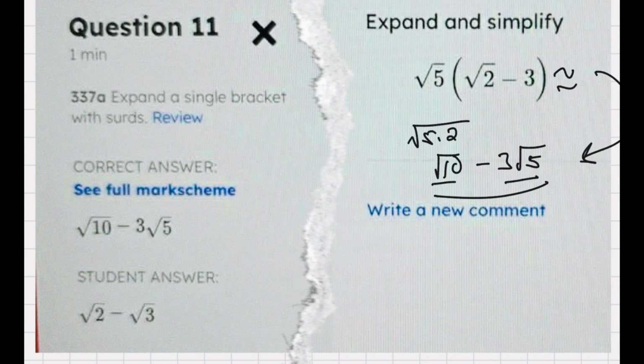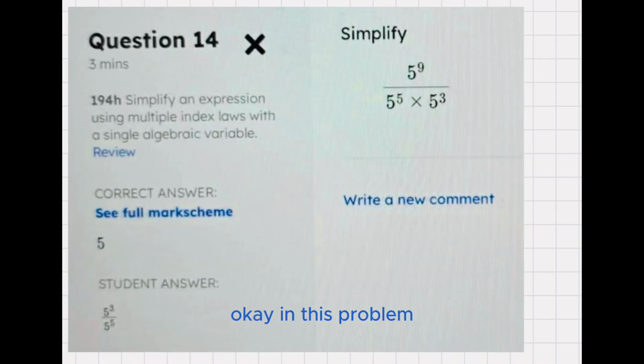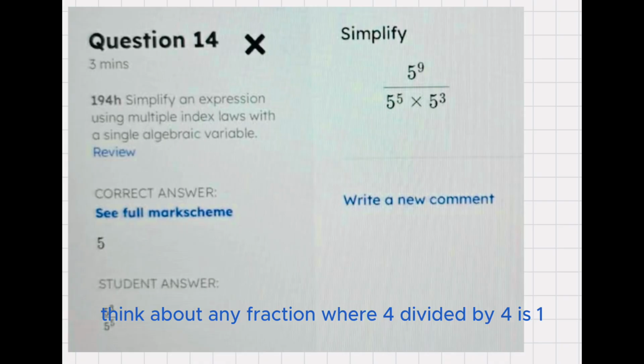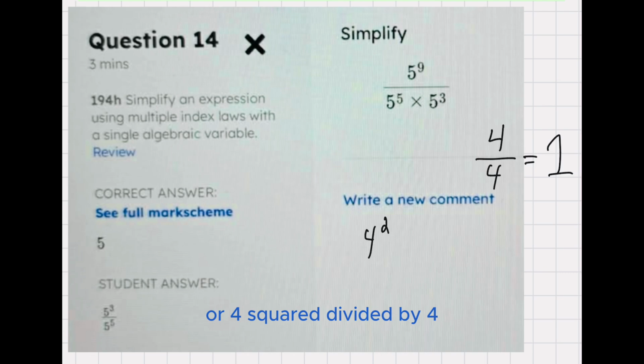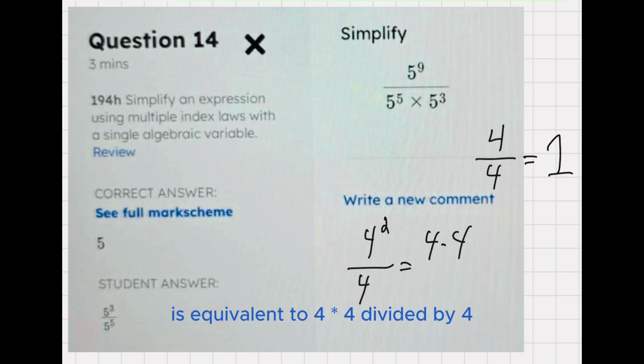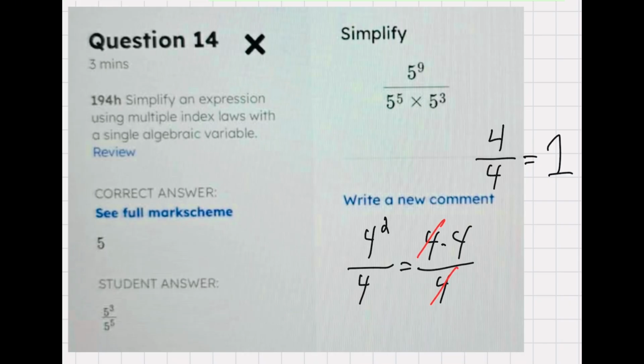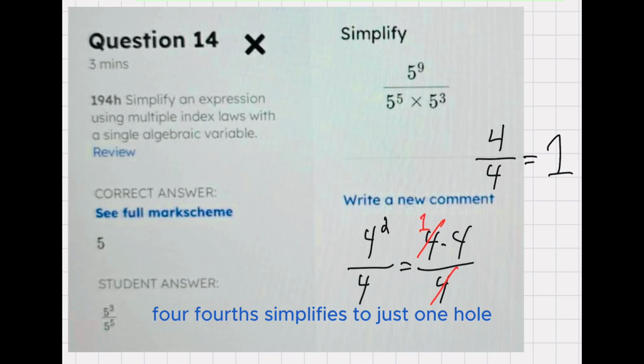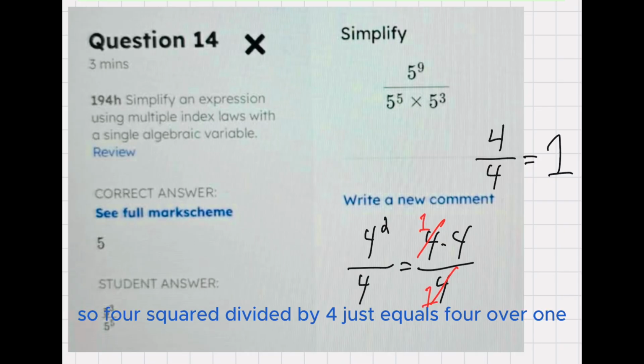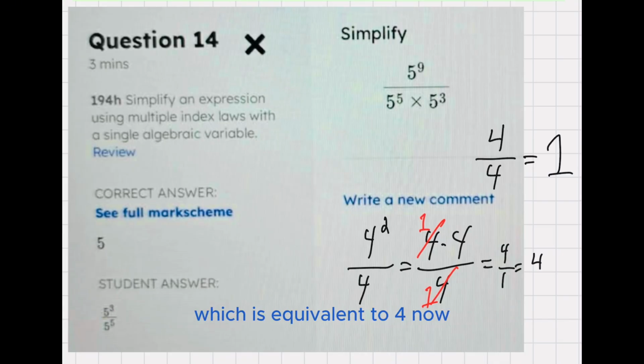Hope this helps. Okay, in this problem, think about any fraction where 4 divided by 4 is 1, or 4 squared divided by 4 is equivalent to 4 times 4 divided by 4. Well, 4 fourths simplifies to just one whole. So 4 squared divided by 4 just equals 4 over 1, which is equivalent to 4.